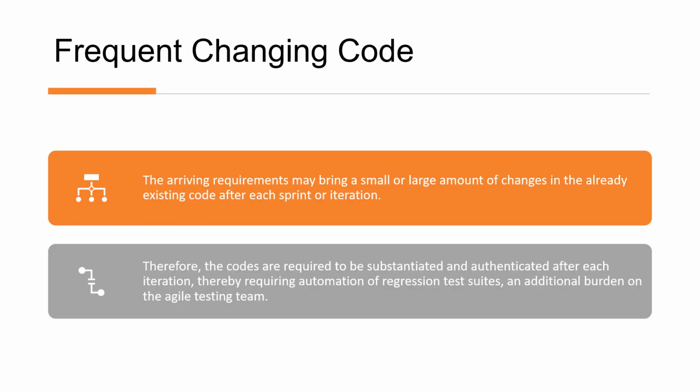Frequent changing code. The arriving requirements may bring a small or large amount of change in the already existing code after each sprint or iteration. That is why Agile and Scrum is an iterative model where we always welcome the change. Therefore, the code is required to be substantiated and authenticated after each iteration, requiring automation of regression test suites and an additional burden on the agile testing team.